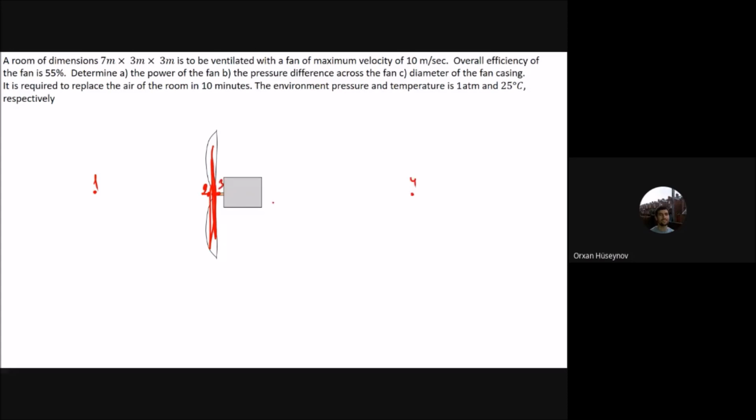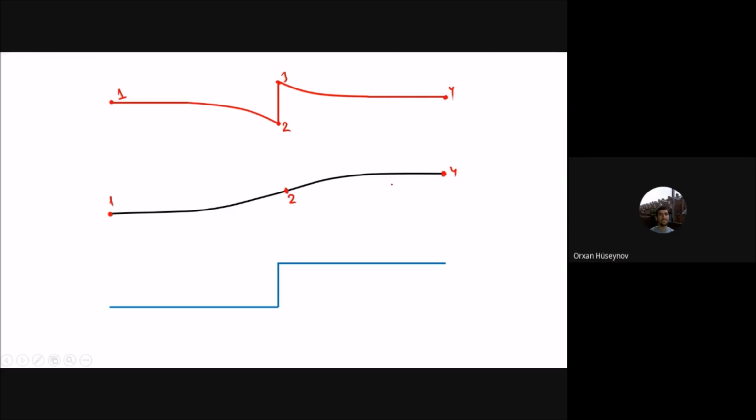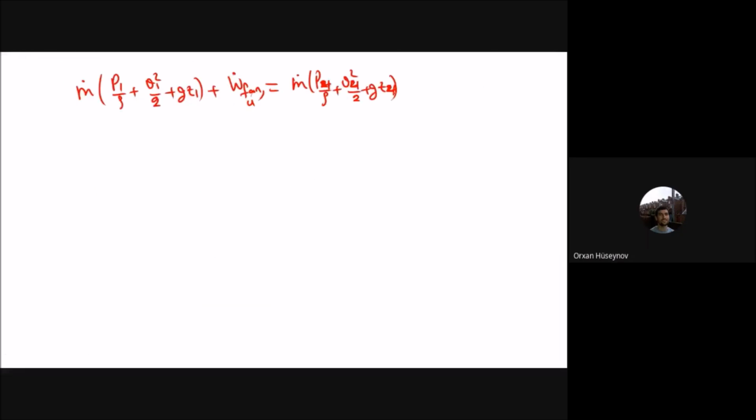You can take 1 and 4 such that they are on the same horizontal line. Even if you can't do that, if the streamlines are not as you want, in gases we have said that we are not considering the rho GZ term. Okay? Therefore, the term that's here, which is GZ1, cancels out, because Z1 and Z4 are the same.